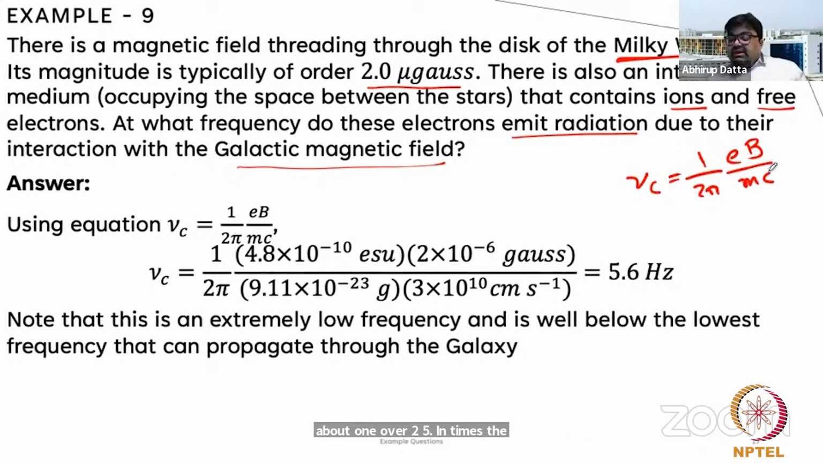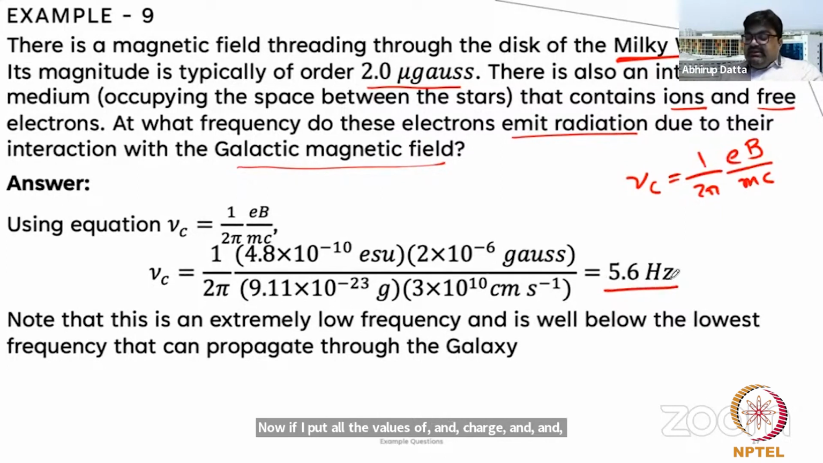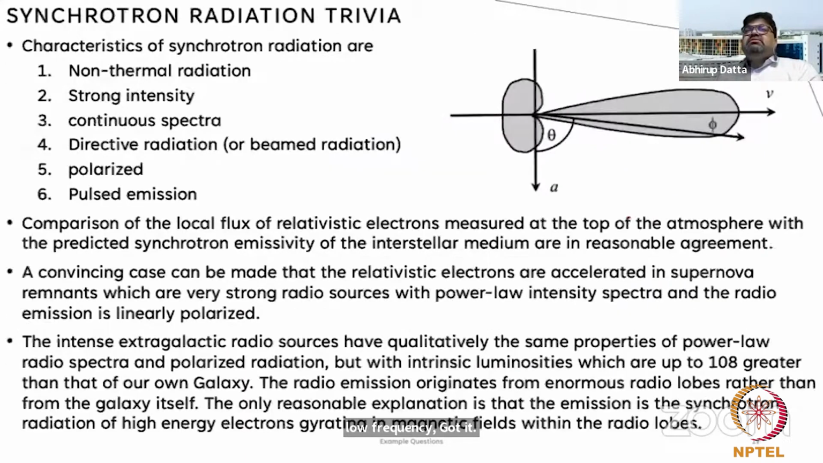Okay. Now, if I put in all the values of P, electron charge, and m and c, you finally get this to be equal to 5.6 hertz. It's an extremely low frequency, below the lowest frequency that can propagate through the galaxy. Okay, so it's a simple question, just putting in values.